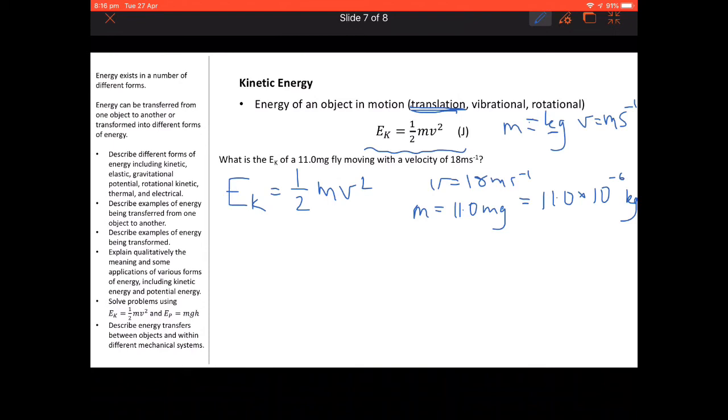To get from grams to milligrams, you times by 10 to the negative 3. Because we're going from kilograms to milligrams, you times by 10 to the negative 6.